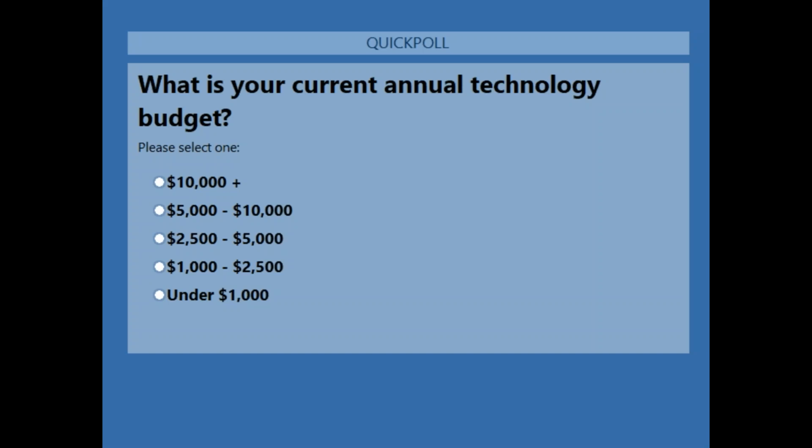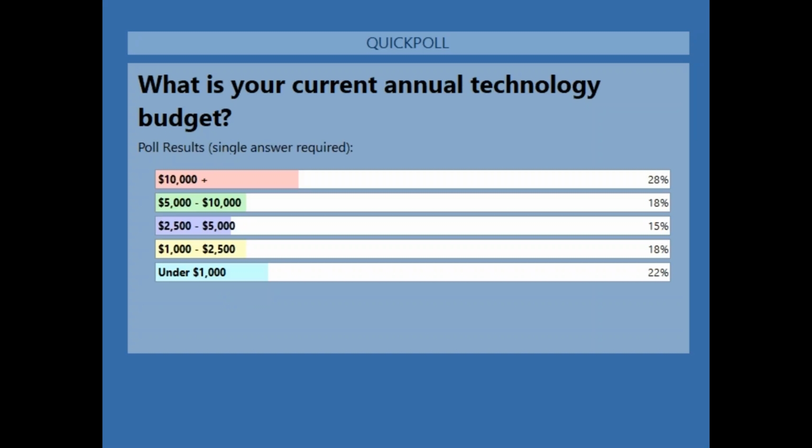Okay, so let me just close and share that. So we have almost 30% in the 10,000 plus. Wow. 5 to 10,000, we have 18%, 2,500 to 5,000, we have 15%, 1,000 to 2,500, 18%, under 1,000, 22%. So actually a pretty even split there amongst all of them.